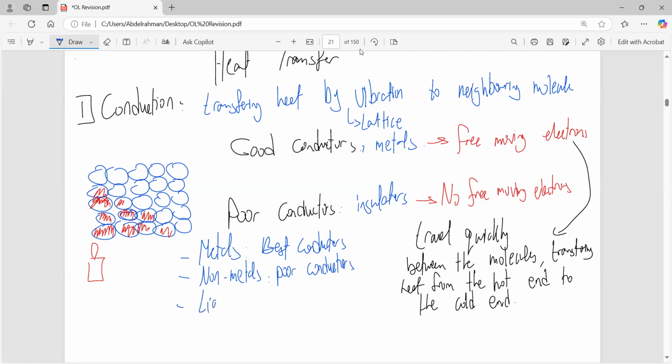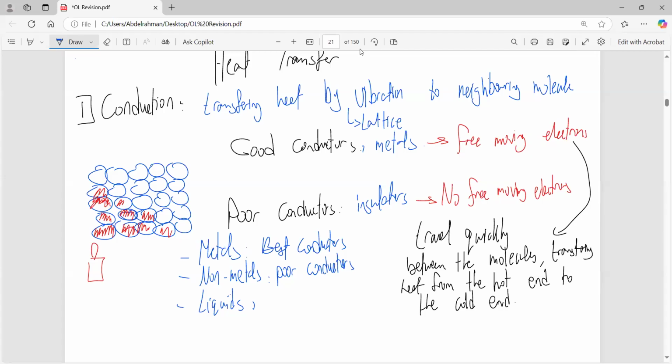What about liquids? Liquids are even poorer conductors. But don't say that liquids or gases don't conduct. They do conduct. The molecules aren't touching each other, but they can hit each other. They can conduct energy through the vibrations in that contact.